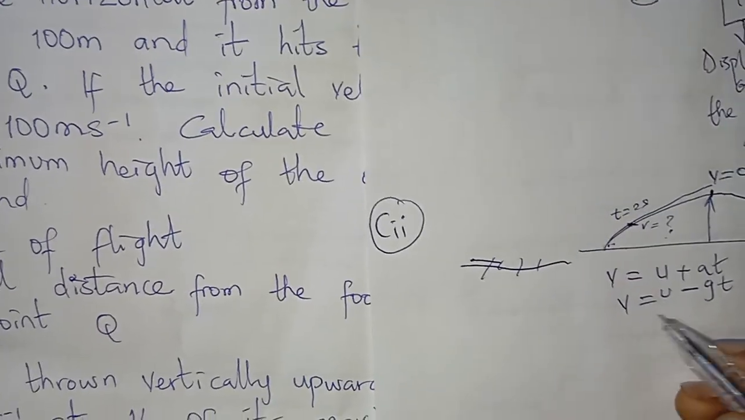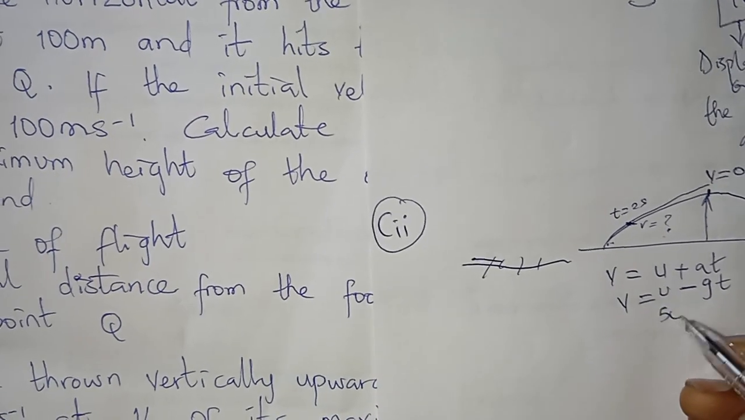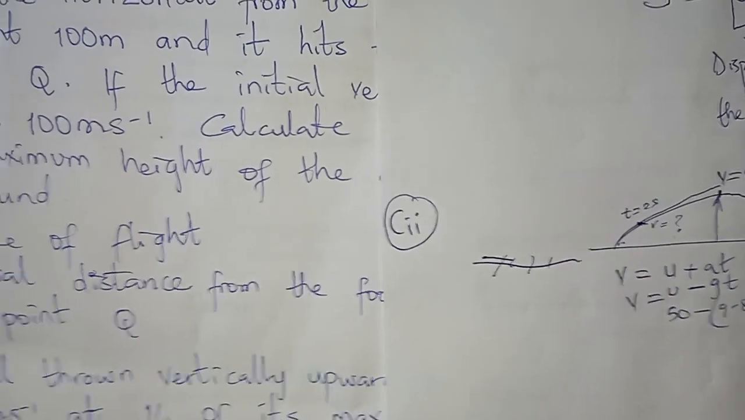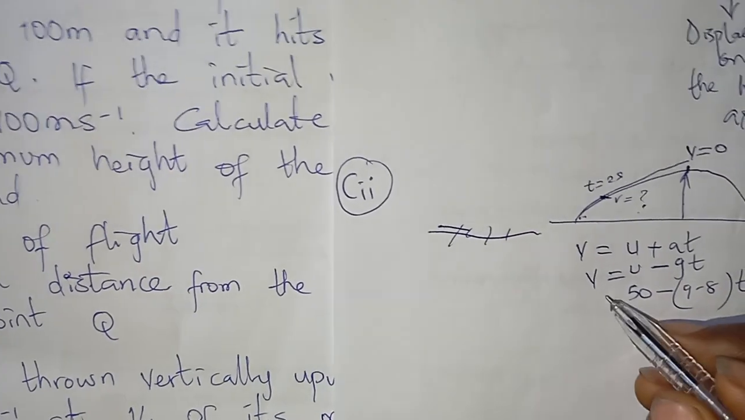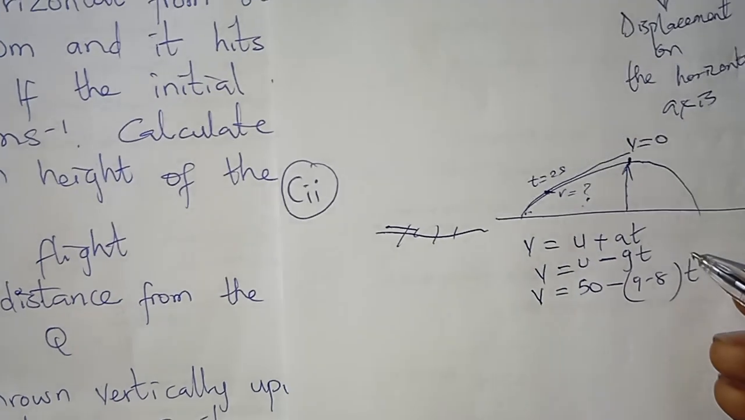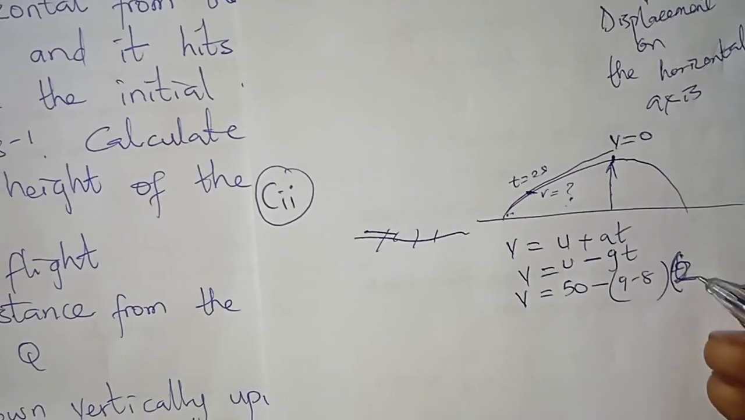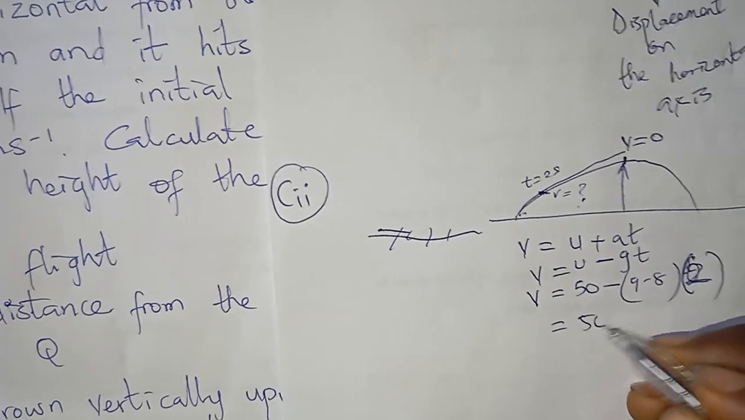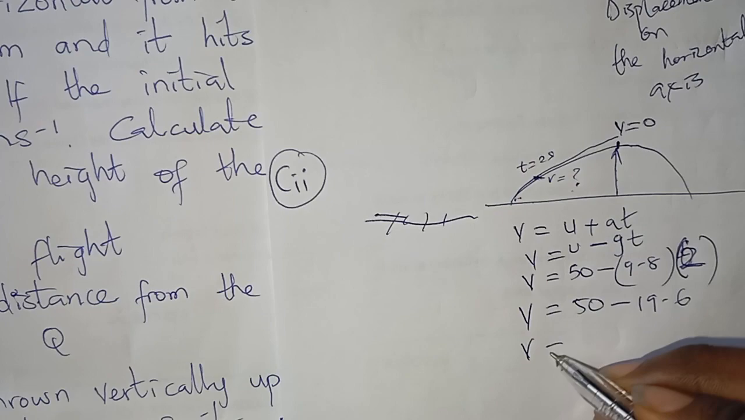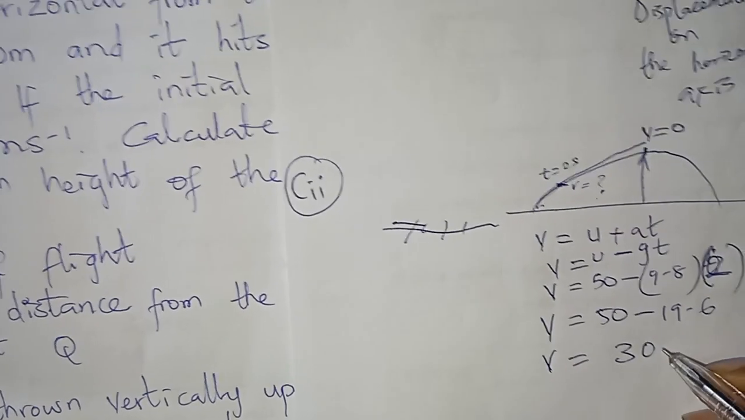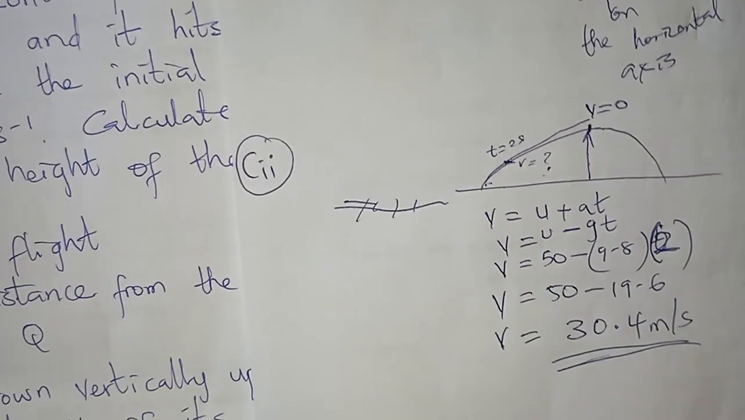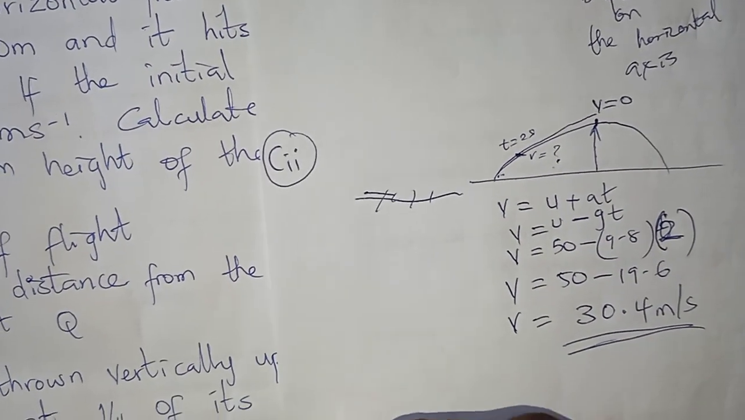So to get this velocity, remember this is 50 minus g, which is 9.8, times t, and they said velocity in 2 seconds, so t becomes 2. So this is going to be 50 minus 19.6, so v will be equal to 30.4 meters per second. So this is the velocity.